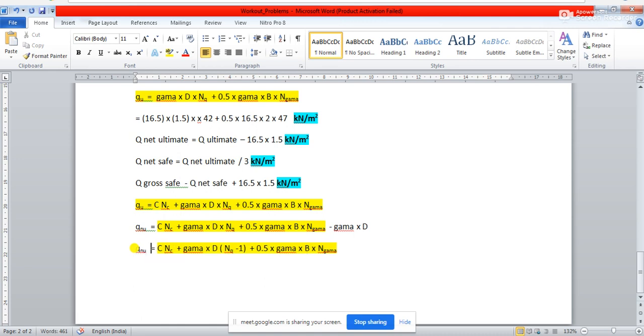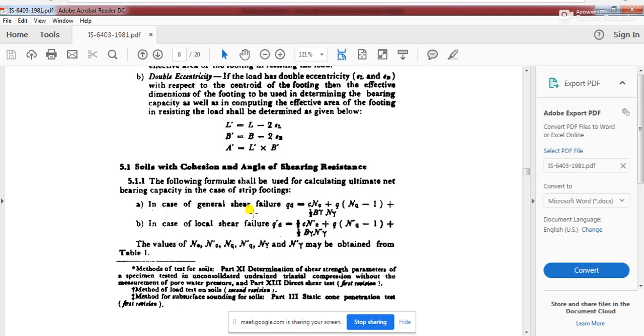Clear, okay. So you see, Qnu is equal to c Nc plus gamma D (Nq minus 1) plus 0.5 gamma B N gamma. And what is this Qnu? Qnu is nothing but the net ultimate bearing capacity, and that is what the code is also saying: the ultimate net bearing capacity. The code writes it as Qd.